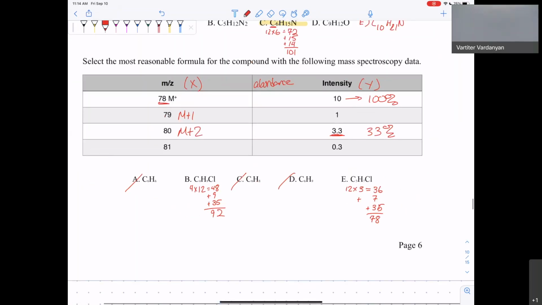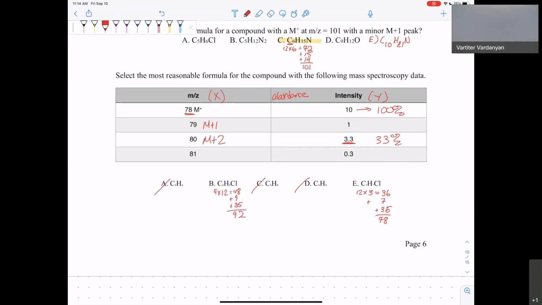Okay. So, which one of these is the right answer? E, and some people were like, wait a second. So how do we know E is the right answer? What does that mass have to correlate to? The M plus peak, exactly. So mass of 78 has to correspond to the M plus. Yeah, we know what you meant. Ta-da!